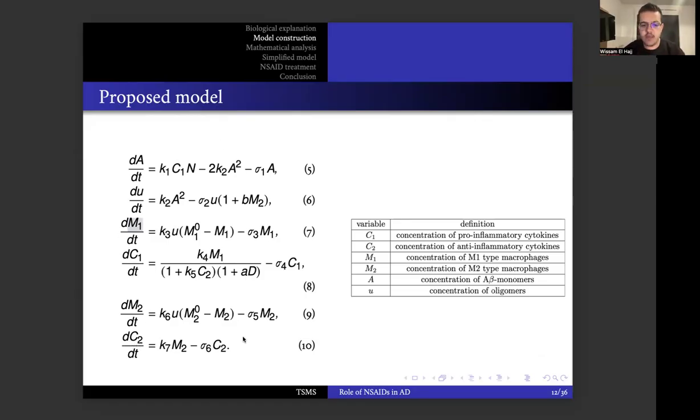It's an ODE system. I just want to say how we model the drug. Here it is in the denominator because it will decrease the production of pro-inflammatory cytokines. You can see the production of pro-inflammatory cytokines is done by M1, and we add the drug here in a way that it will decrease this production. So this is how we study the effect.